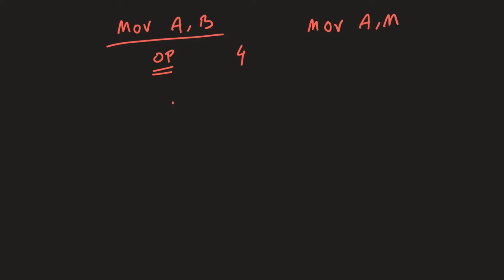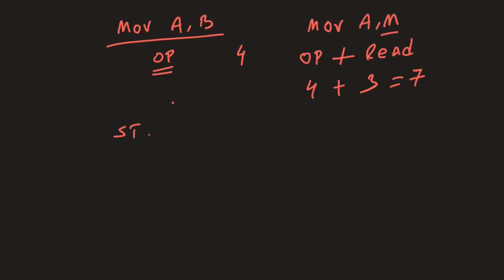Suppose the instruction MOV A, B. Here only a register to register transfer is there. So only the opcode fetch machine cycle is required. No read cycle or write cycle is required here. So the number of T states here will be only 4. Whereas for the MOV A, M instruction, we require an opcode fetch machine cycle. Also, as the data will be transferred from memory to the processor, there will be one read cycle also. So we'll have 4 plus 3, that is 7 T states.